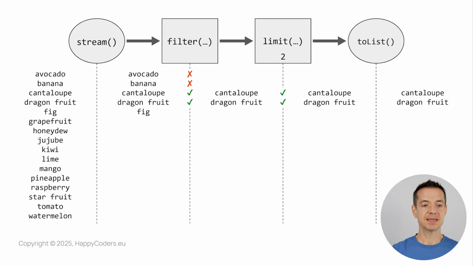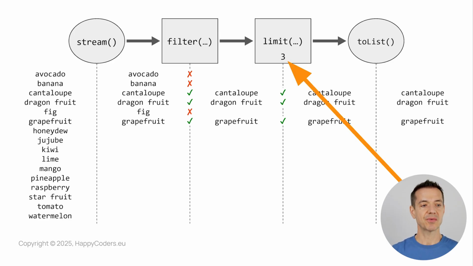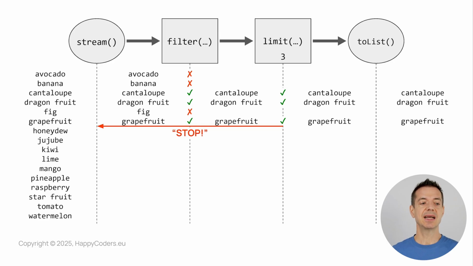The fig is not passed on by the filter, and the grapefruit once again goes through the entire pipeline, and the limit counter is now at 3. What does not happen now is that the next element is sent into the pipeline and rejected by the limit operation. Instead, after passing along the third element, the limit operation sends a signal back to the source indicating that no further elements are needed. And as a result, the remaining elements are not sent into the pipeline at all.